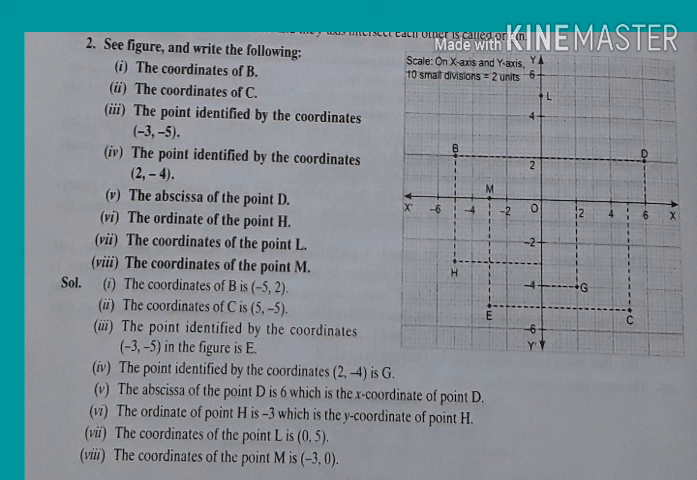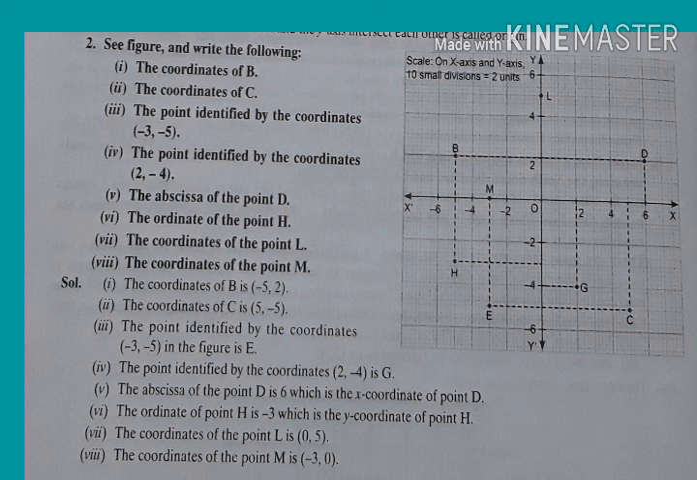Okay. The next question, the fifth one, what is the abscissa of the point D? That means the x value of point D. What is it? 6. Yes. Then the ordinate of point H. Ordinate means y coordinate. So what is the y coordinate of H? Y coordinate of H is negative 3.